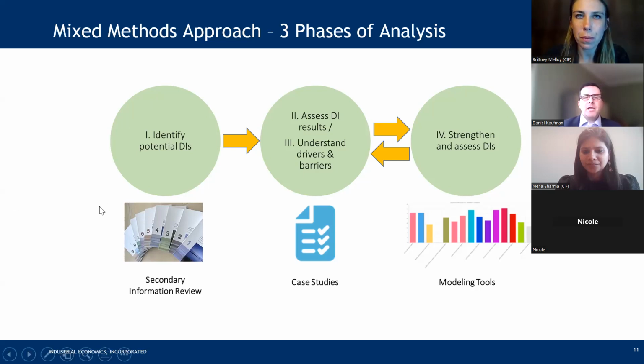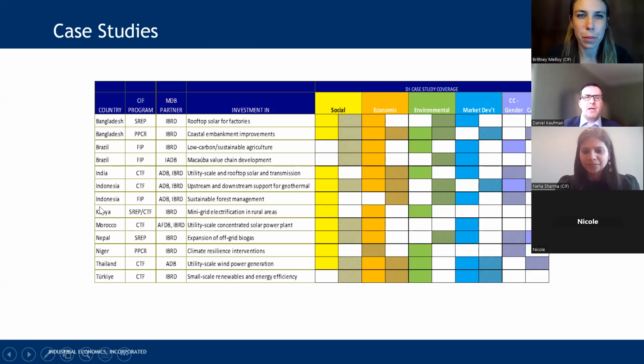So moving to the next slide, this provides a high-level overview of the 13 case studies that we conducted. We conducted a combination of deep dive case studies that included new modeling and primary research, as well as a series of light touch case studies that were mostly based on the secondary information review and interviews. The case studies represent a mix of regions, SIF programs, MDB partners, sectors, and DI coverage.